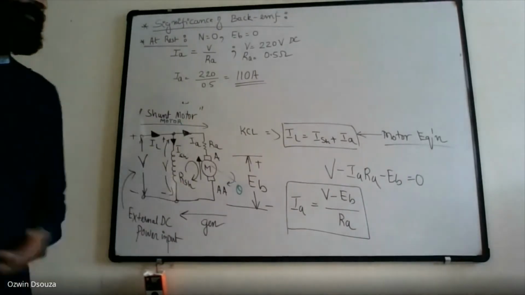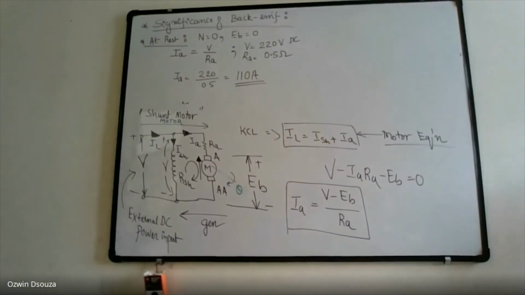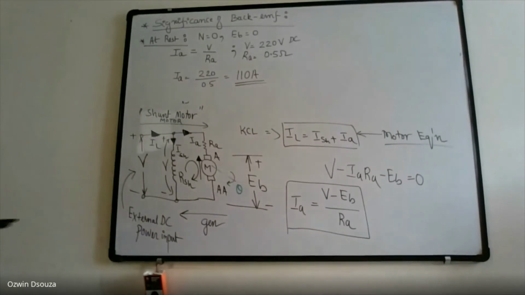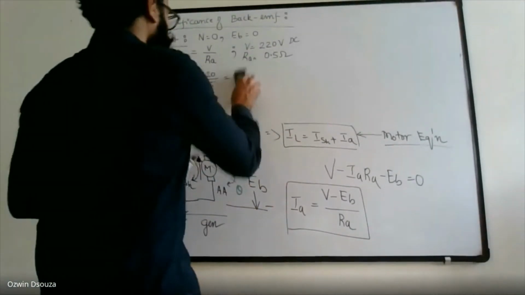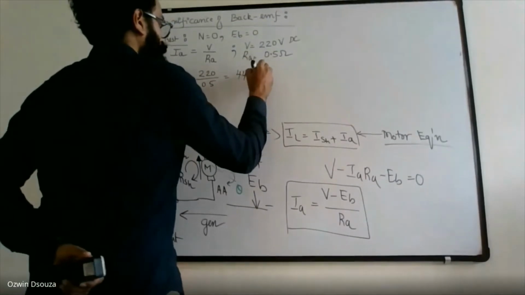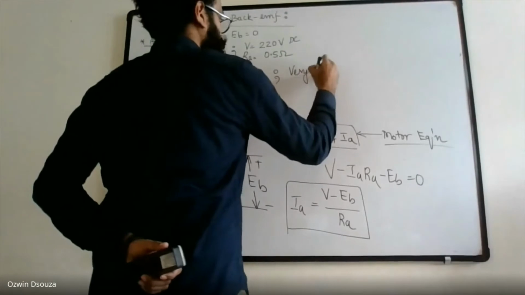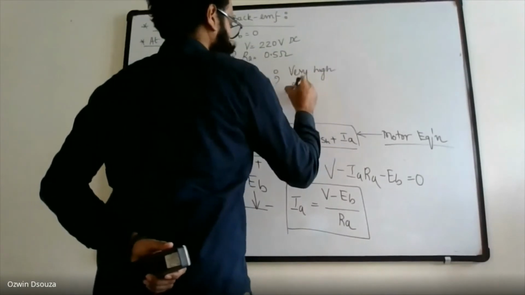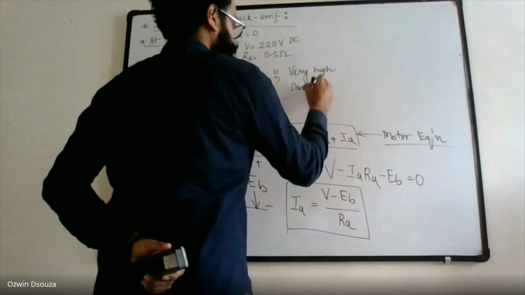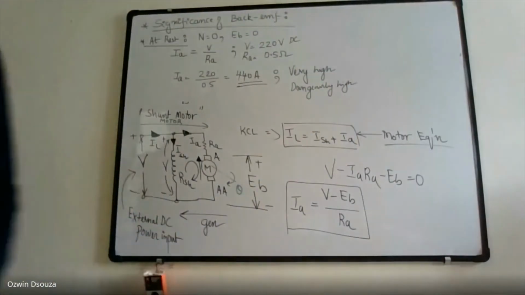It's a lot, more than that, right? 440, because of the doubling effect, since 0.5 is half. So 440. Very high. In fact, you can call it dangerously high current.